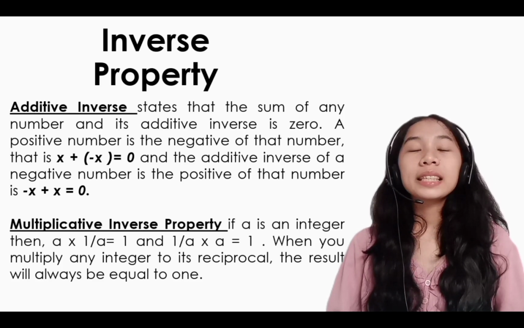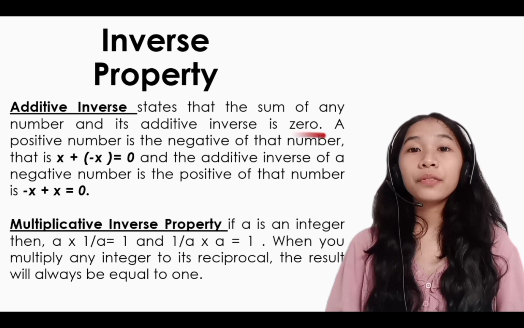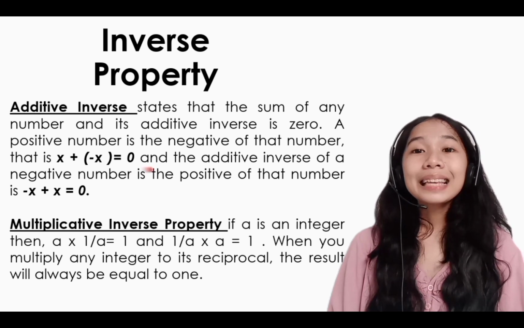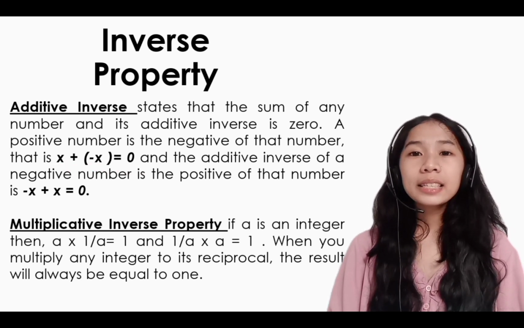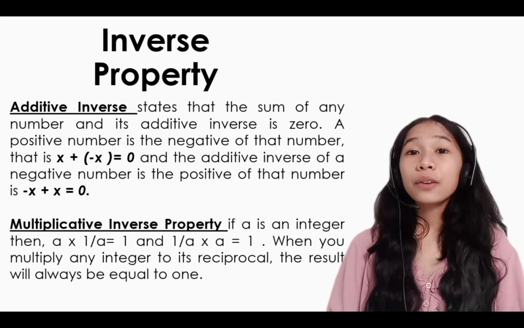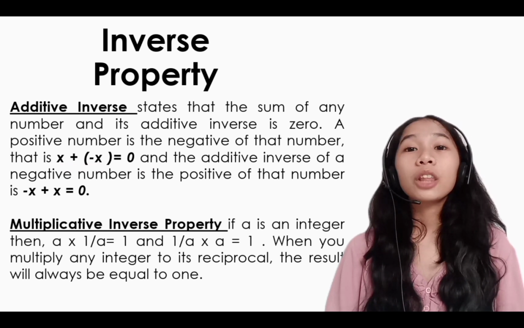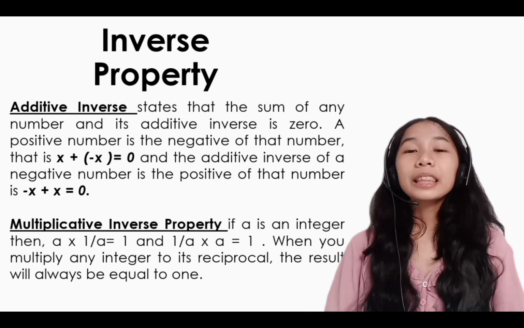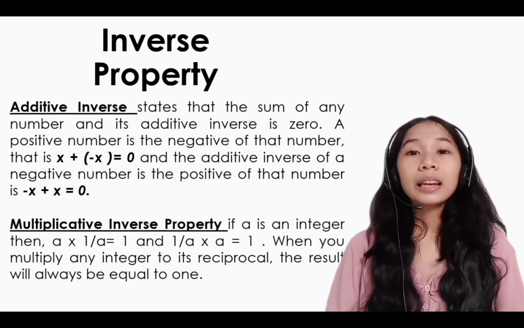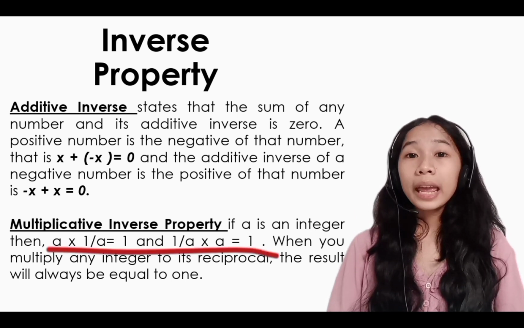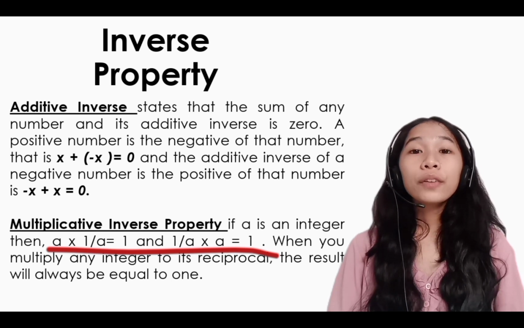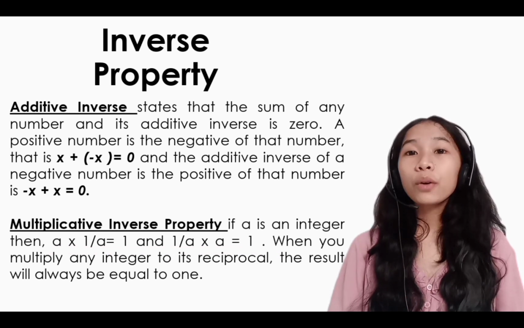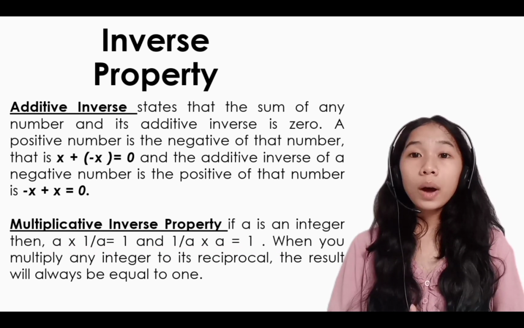Additive inverse states that the sum of any number and its additive inverse is 0. A positive number's additive inverse is the negative of that number, that is x plus the quantity of negative x is equal to 0. And the additive inverse of a negative number is the positive of that number, that is negative x plus x is equal to 0. Multiplicative inverse property: if a is an integer, then a times 1 over a is equal to 1, and 1 over a times a is equal to 1. When you multiply any integer by its reciprocal, the result will always be equal to 1.